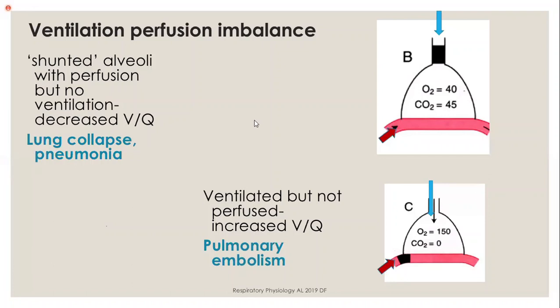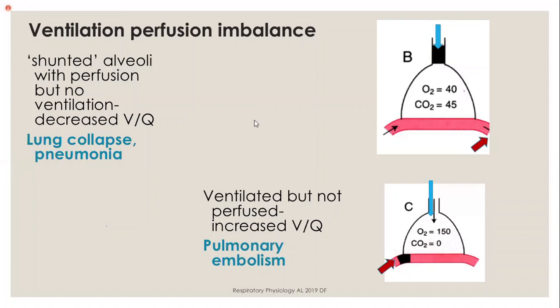The top diagram shows shunted alveoli with perfusion but no ventilation. As a result, the ventilation is reduced and the perfusion remains more or less the same, and therefore the VQ ratio is reduced. Examples are lung collapse. When the alveoli collapse, they become like solid structures without any aeration or air entry, so it becomes a shunted alveolus. Also in pneumonia, where there's inflammation of lung tissue, the alveoli are filled with inflammatory fluid and cells, and they become solid. There is perfusion, but no aeration or alveolar ventilation, and therefore it also acts as a shunt.